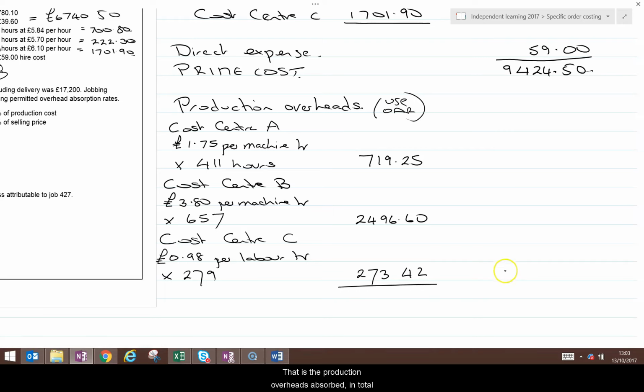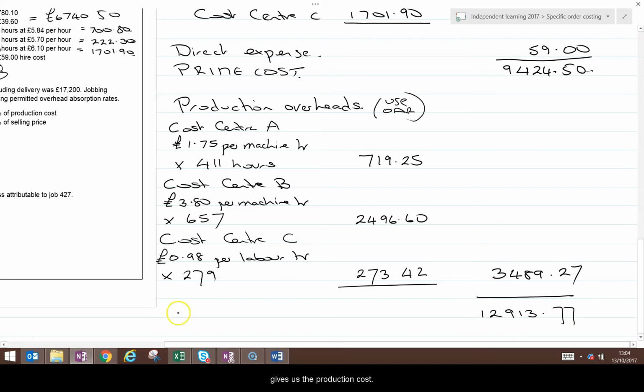In total, £3,489.27. Adding that to the prime cost, gives us the production cost.